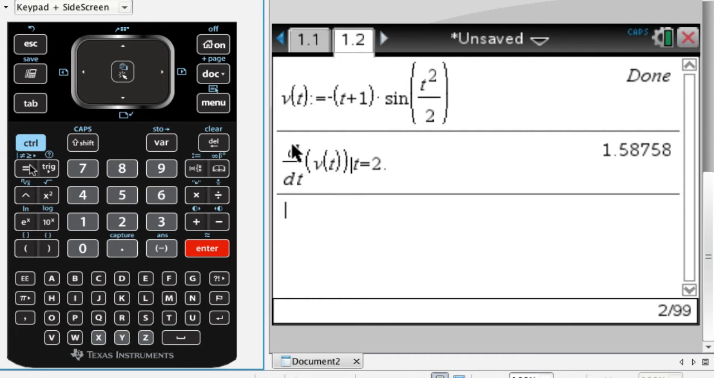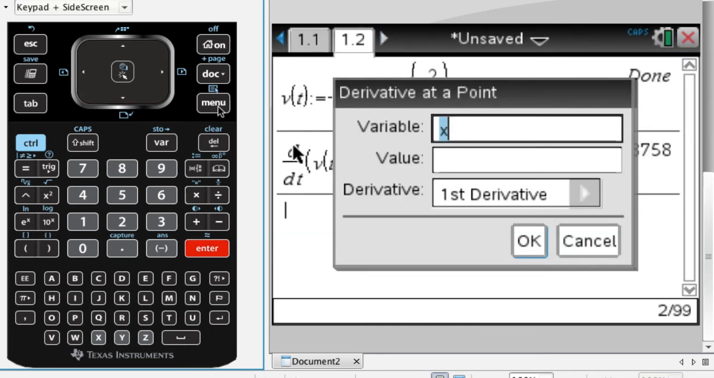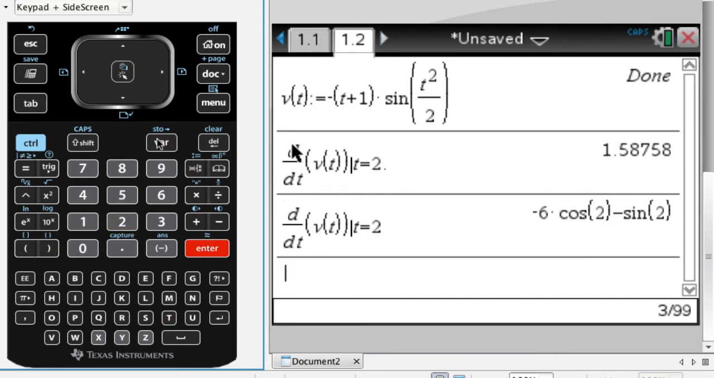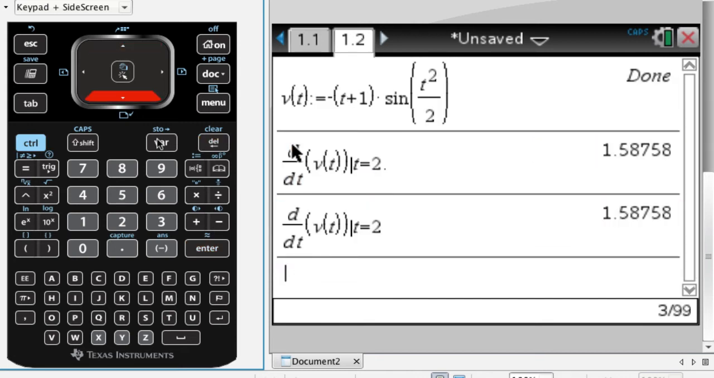Now the question is, is the speed increasing? By the way, there's another way to do that. If you go to menu, calculus, derivative at a point, it's actually a little less work. Variable is t, the value is 2, and I want the first derivative. And then I just punch in v of t. So it's a little less work. You might actually want to do that. I just use the computer so much that it's faster.